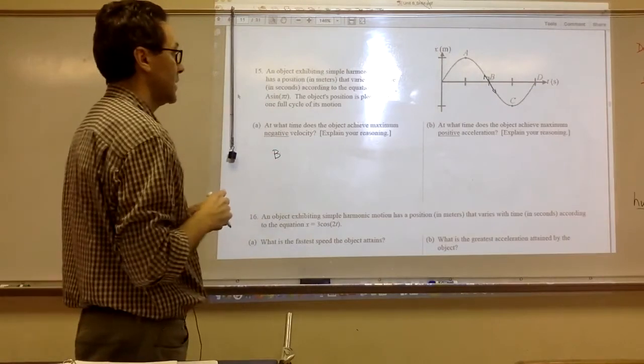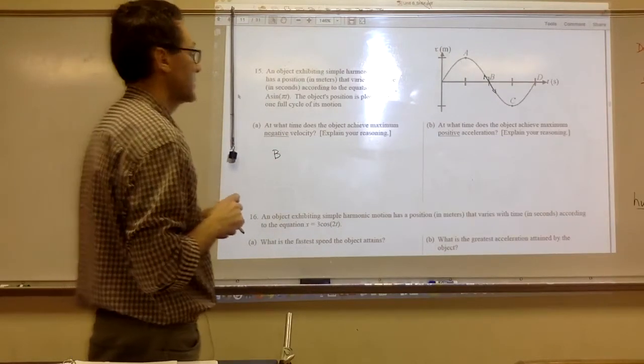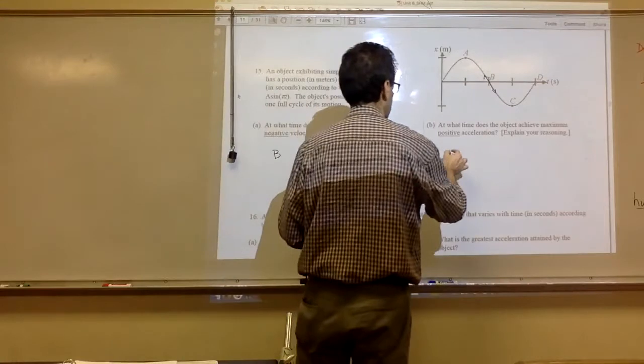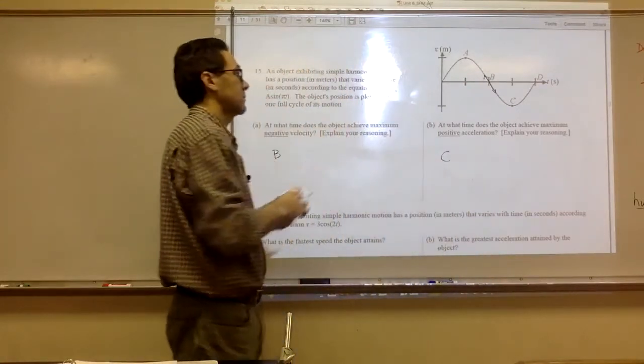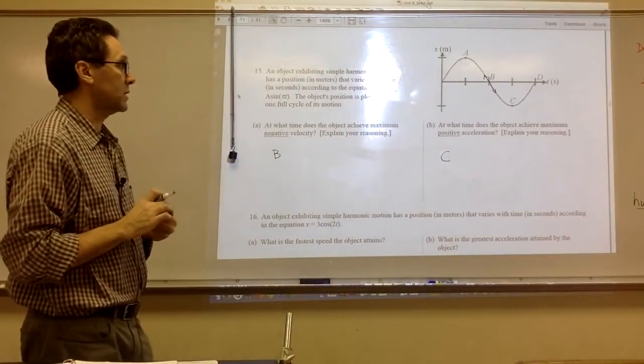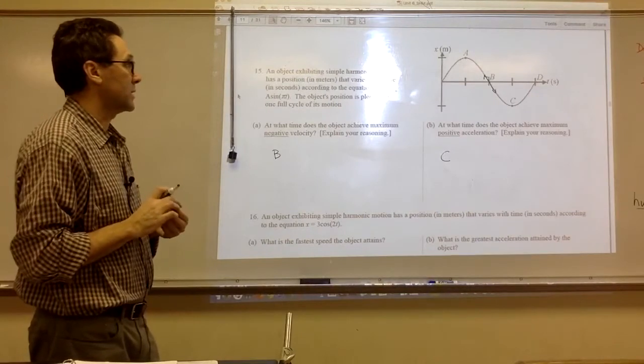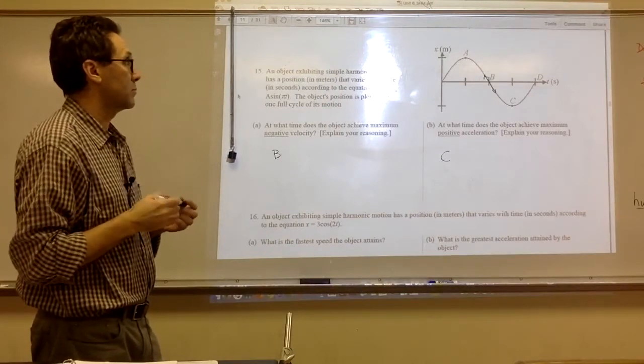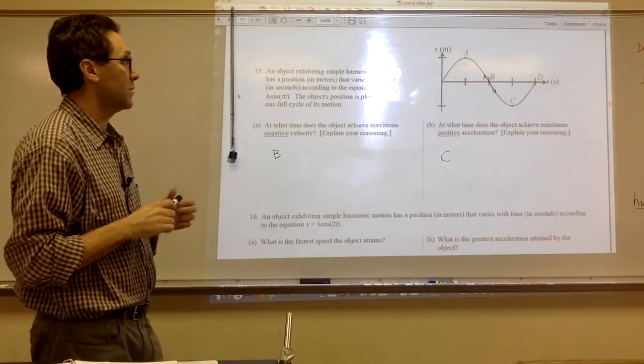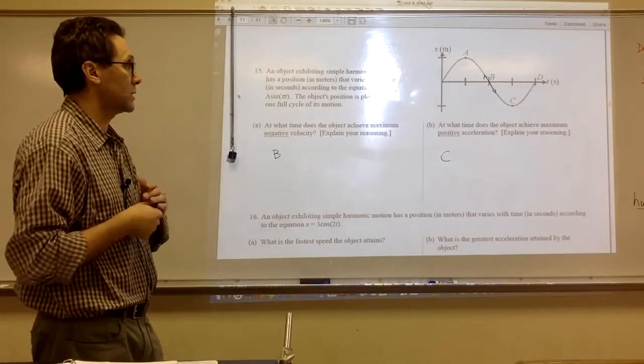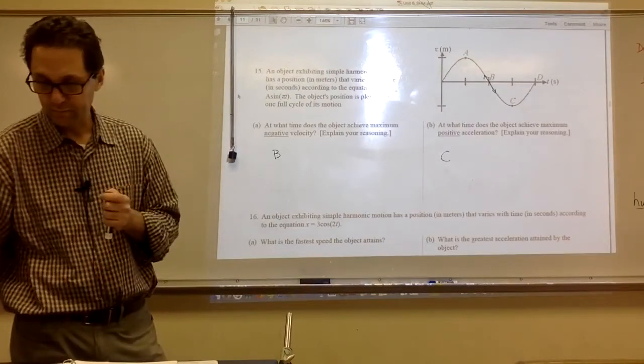At what time does the object achieve maximum positive acceleration? That should be at point C, or at a point that's equivalent to C. Yeah, because that's when the displacement is maximum and negative. So that's where the acceleration will be maximum and positive.